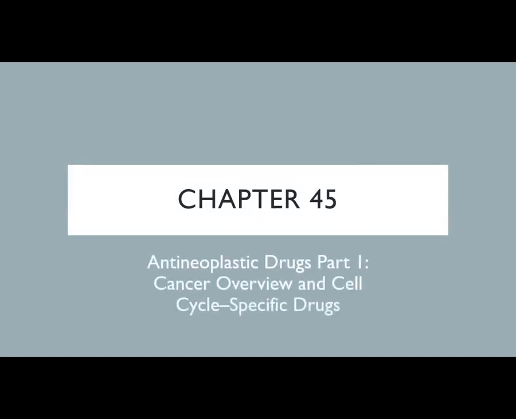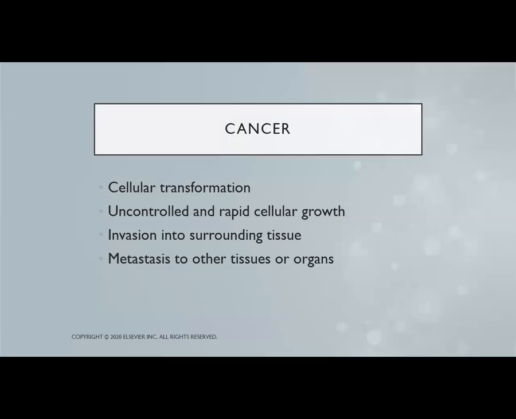So we're going to first start out with chapter 45, which is our antineoplastic drugs. This is a cancer overview and cell cycle specific drugs. So cancer is that cellular transformation. It can have that uncontrolled and rapid cellular growth, invasion into those surrounding tissues, and metastasize to other tissues or organs.